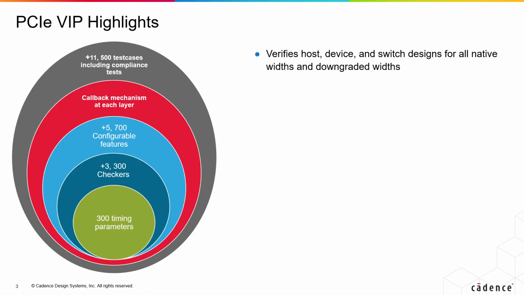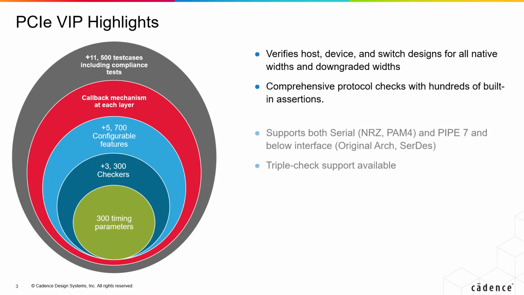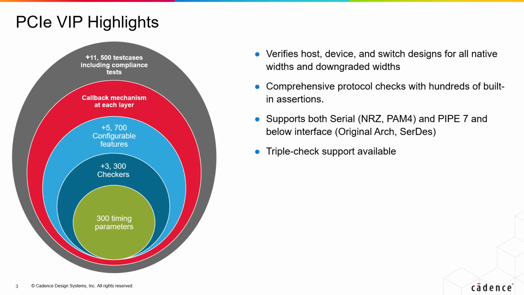Cadence PCIe VIP verifies the host, device, and switch designs for all native and downgraded widths. Comprehensive protocol checks are integrated with hundreds of built-in checkers or assertions. It supports both serial and PIPE 7 interfaces. The serial interface supports both NRZ and PAM4, depending on the PCIe version. The PIPE variant also supports both original and SERDES architectures. It also supports triple check.